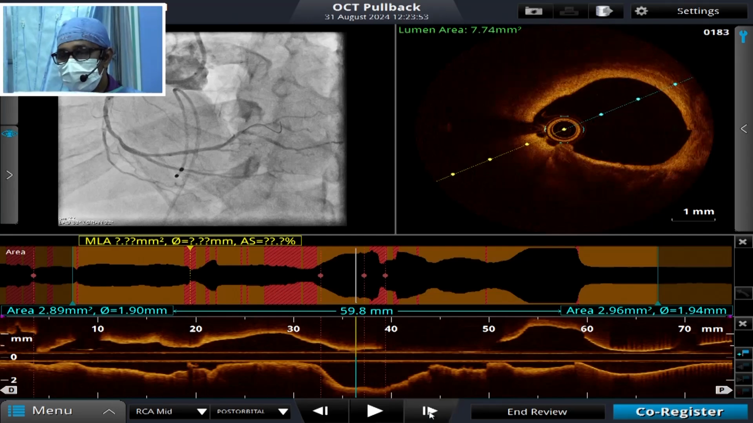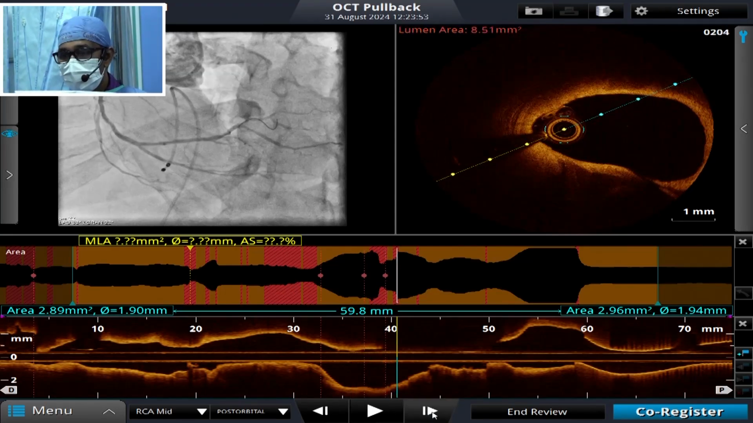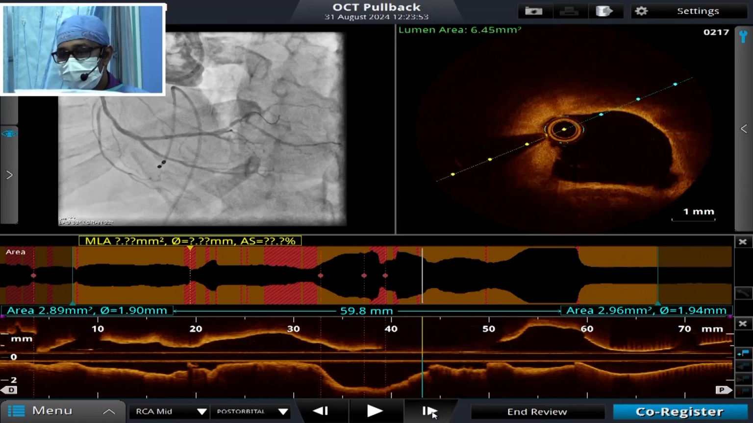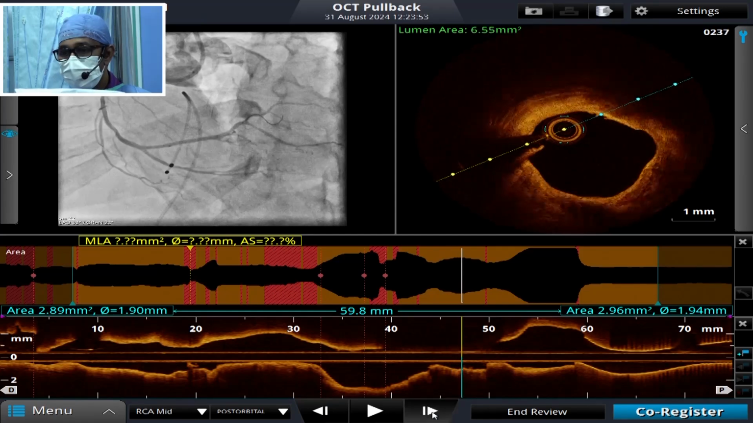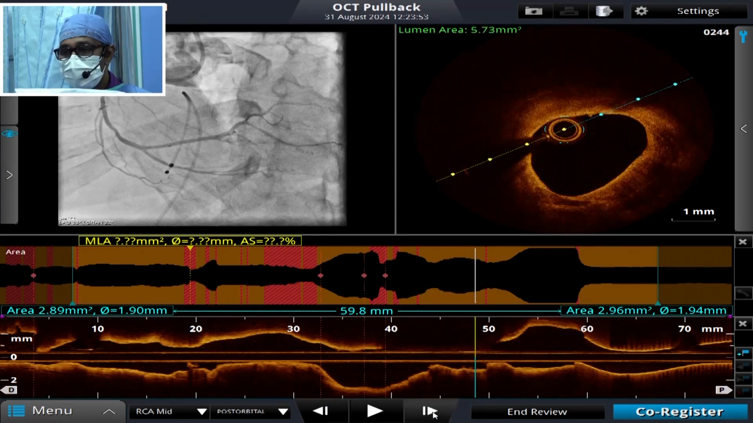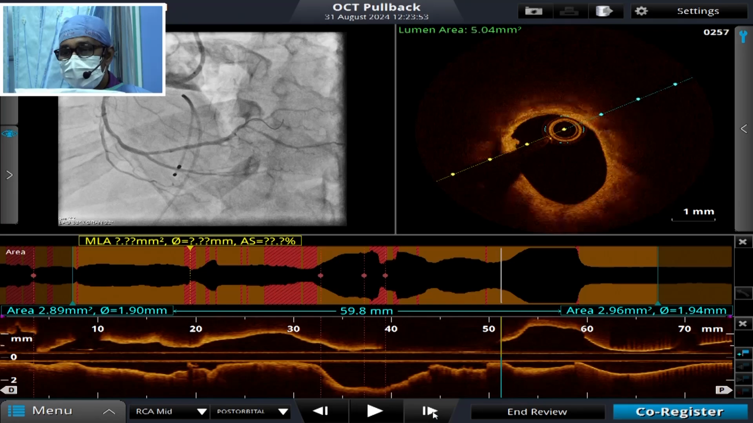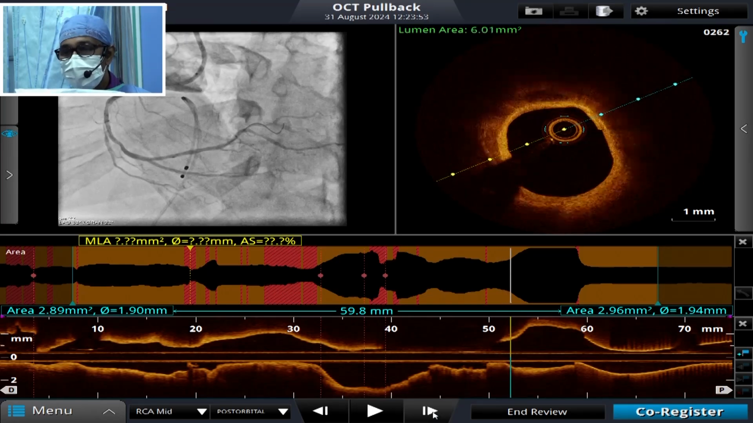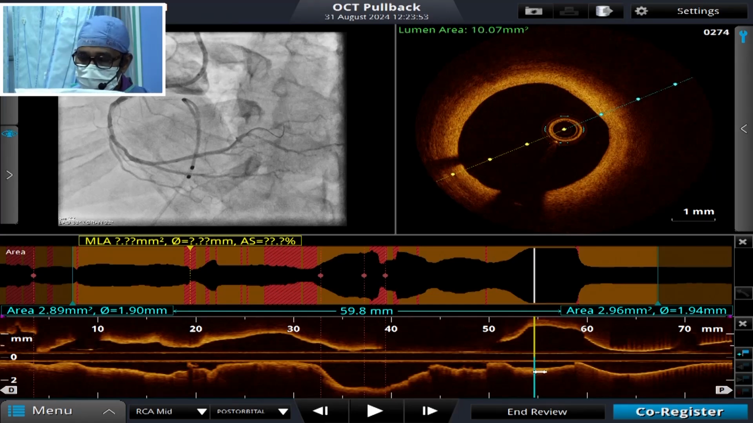Then as we come further more proximally, again in these areas you can see at the 11 o'clock position, that's the ablation being done. That is what we could achieve. Certainly this has helped in this particular situation. Now we'll do a balloon dilatation, followed by a repeat OCT run, then we'll go ahead with stent implantation.